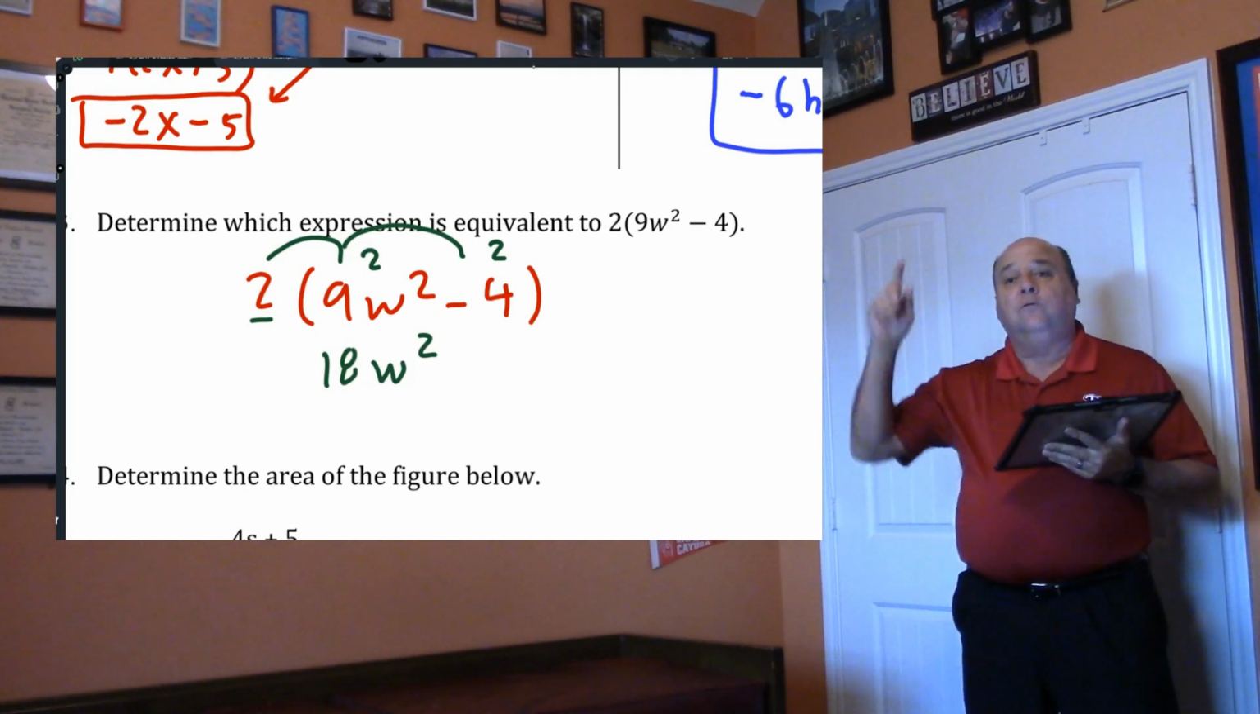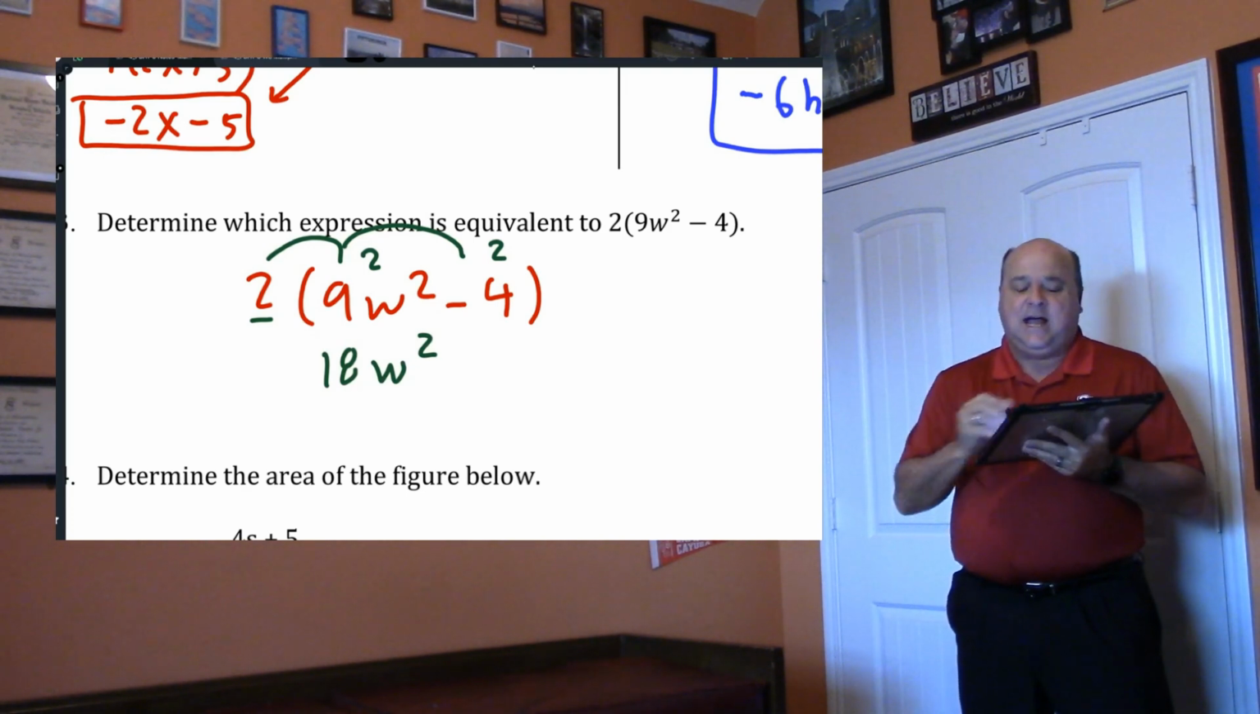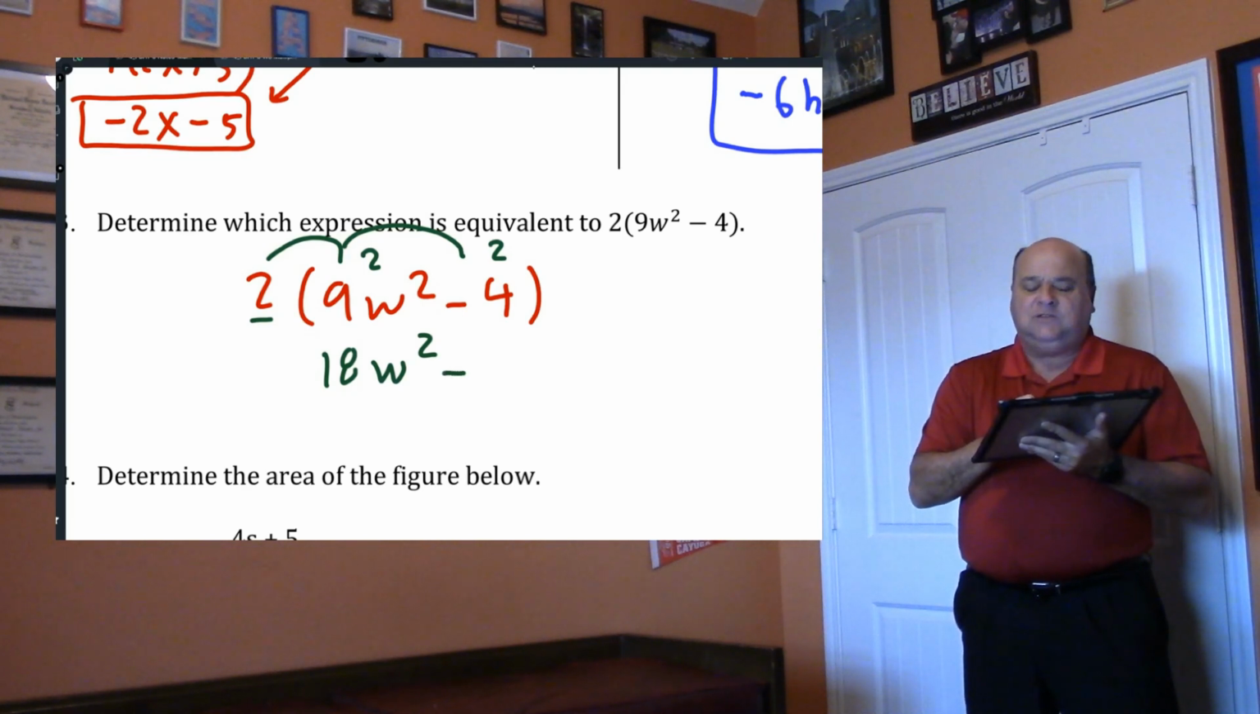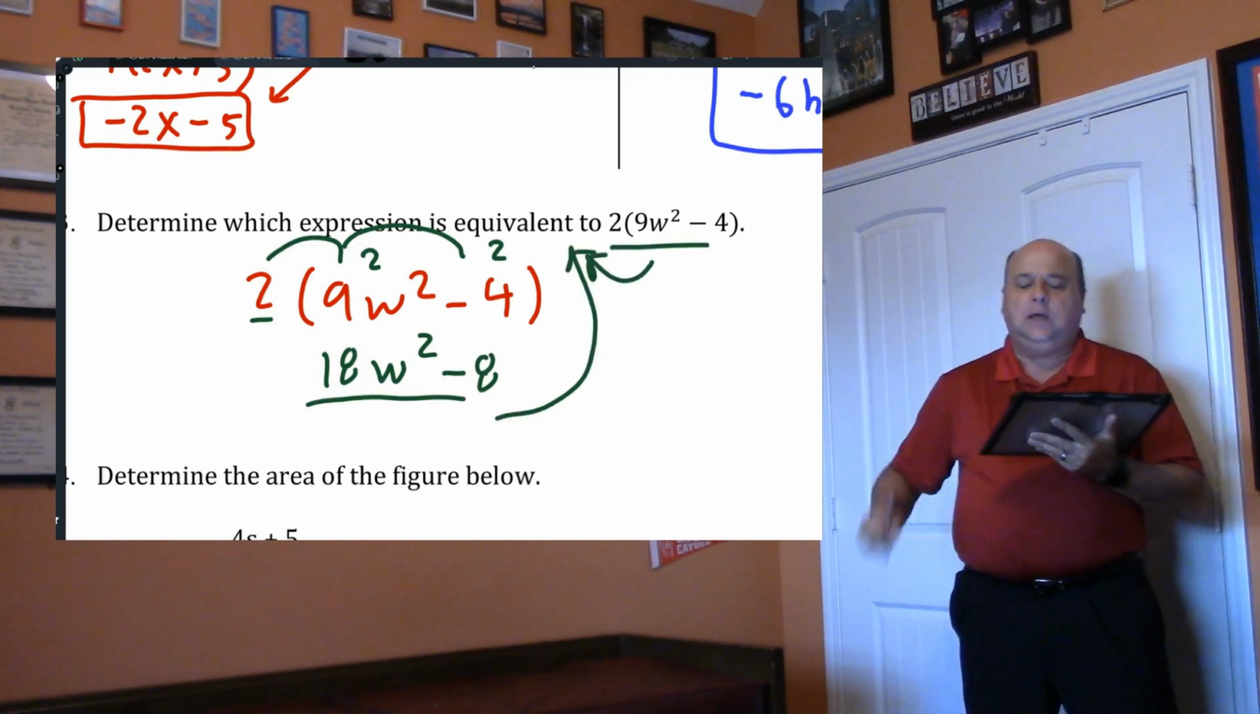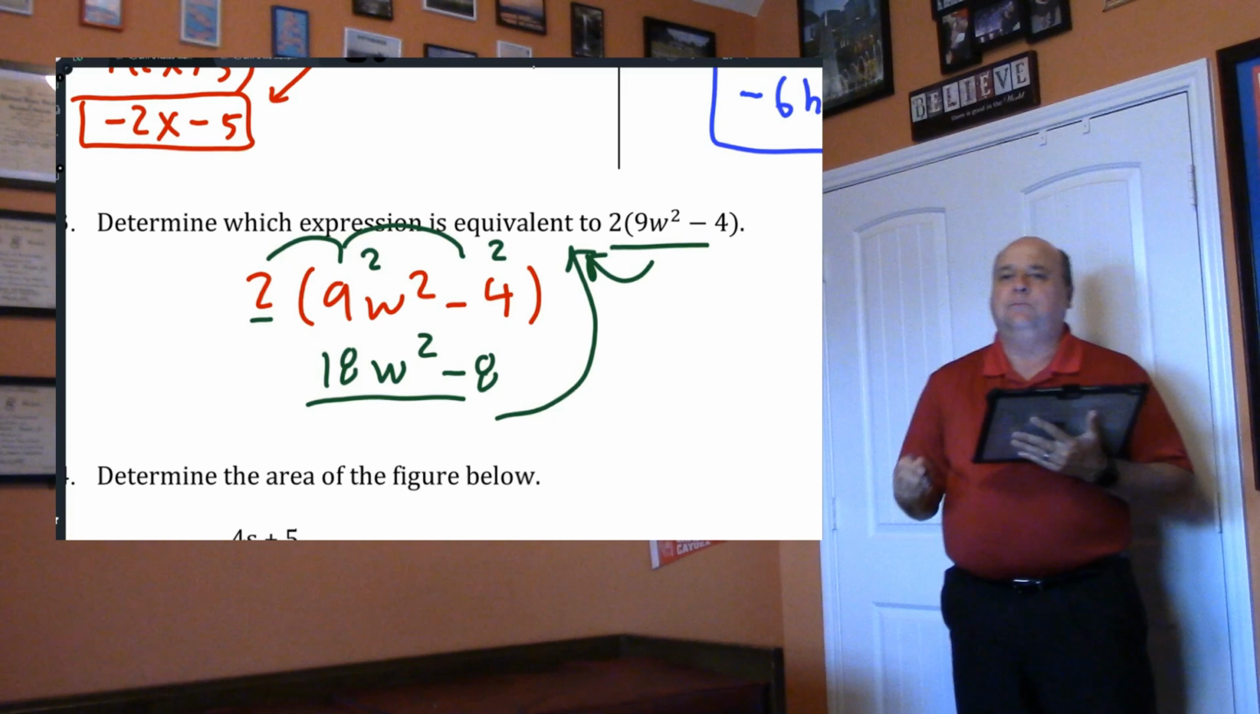I'm going to start all over. The first thing I'm going to write down is a sign. A positive times a negative is a negative, and 2 times 4 is 8. This term and this term would be equivalent, okay? They are equal to the same thing.